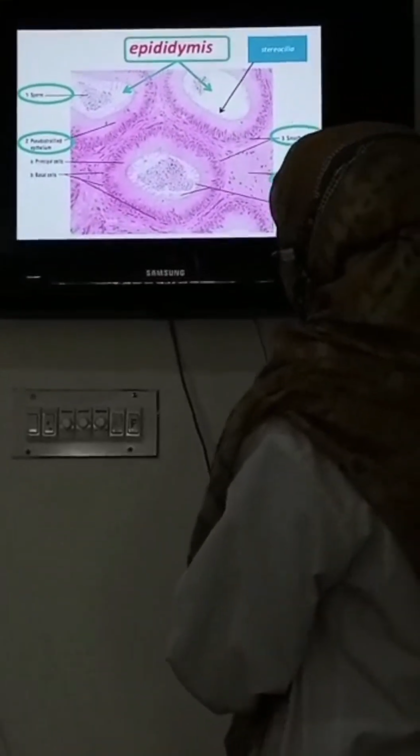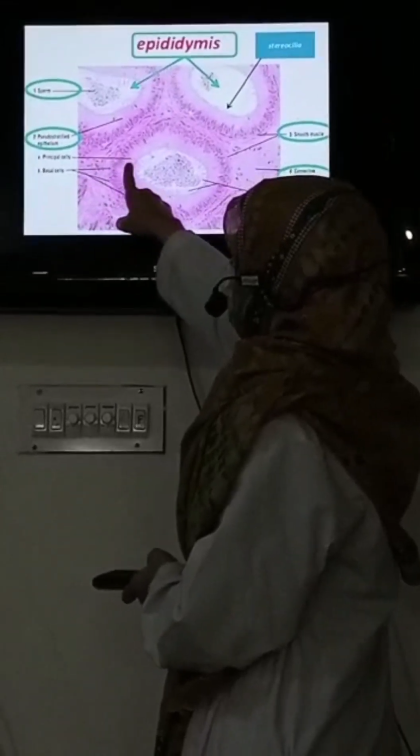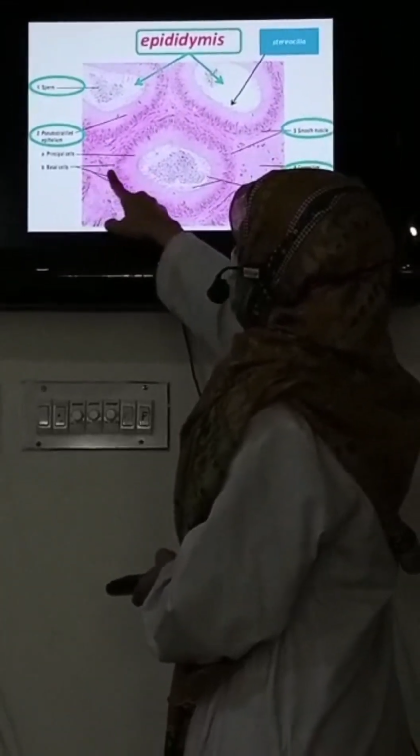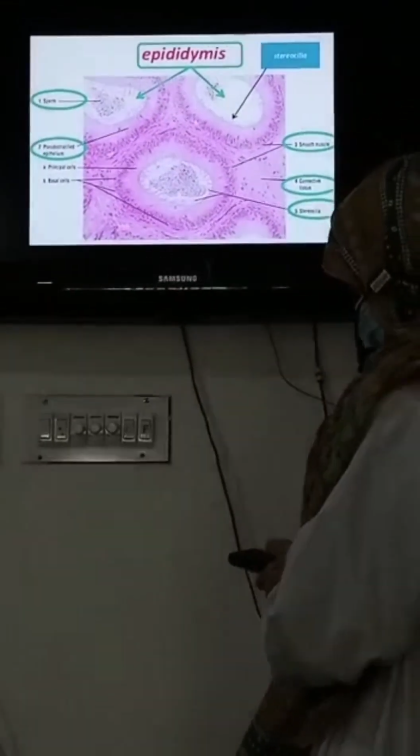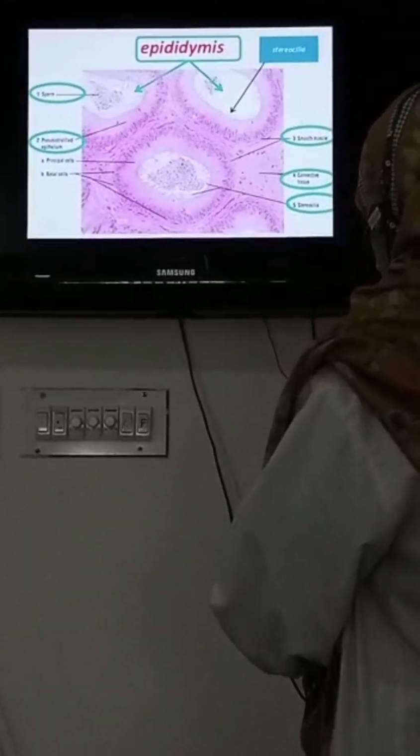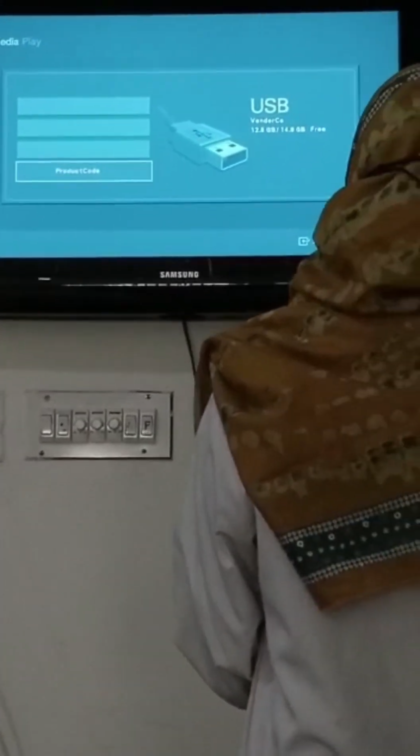So the epithelium, let me make it clear, has principal cells which are columnar, and the rest of them are basal cells. If you have to define what epithelial cells line the ductus epididymis epithelium, right? Okay. After that, let me show you the slide rather.